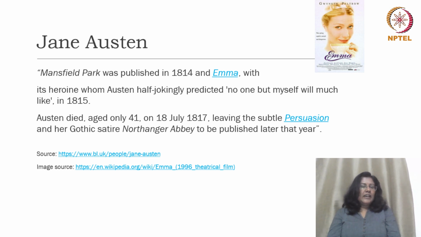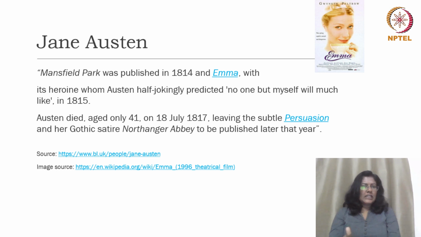Austen died only aged 41 on 18 July 1817, leaving The Subtle Persuasion and her Gothic satire Northanger Abbey to be published later that year. So Persuasion and Northanger Abbey were published together after her death, so they were posthumous publications.